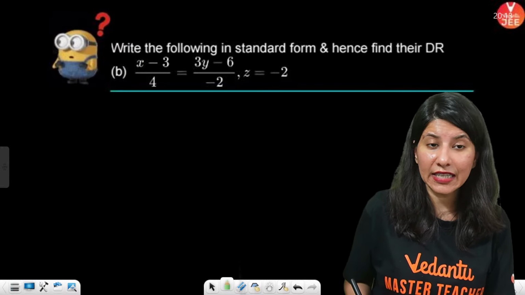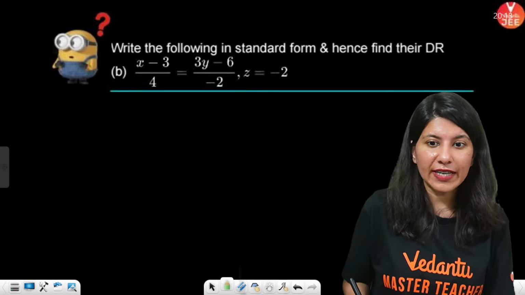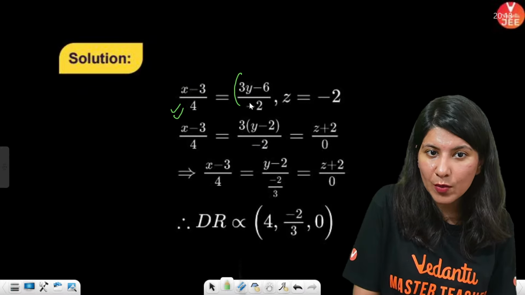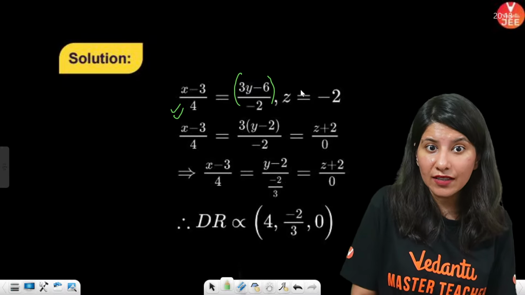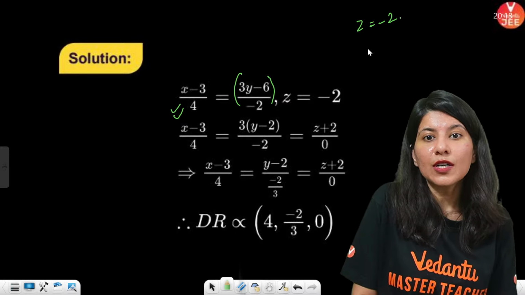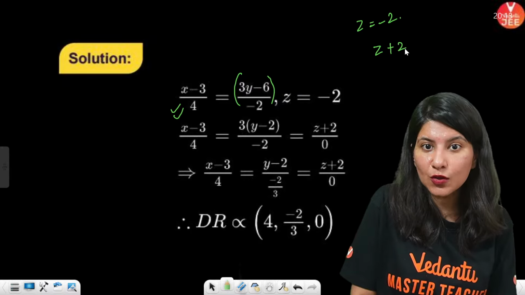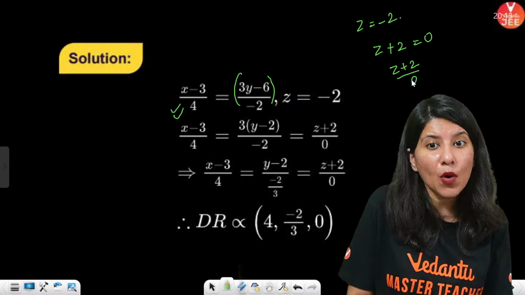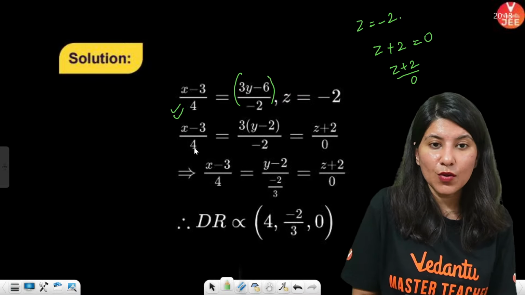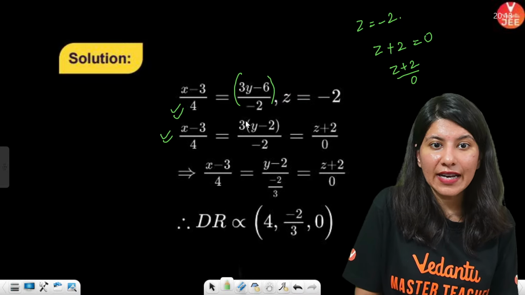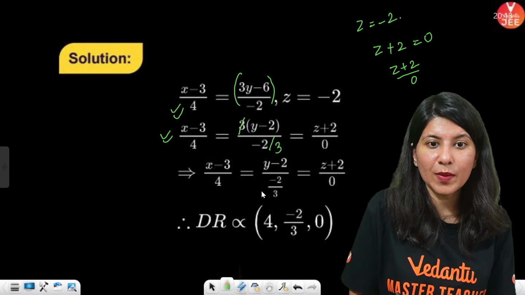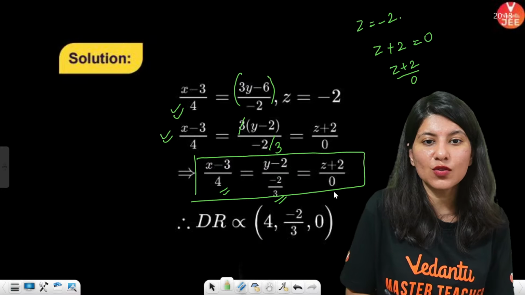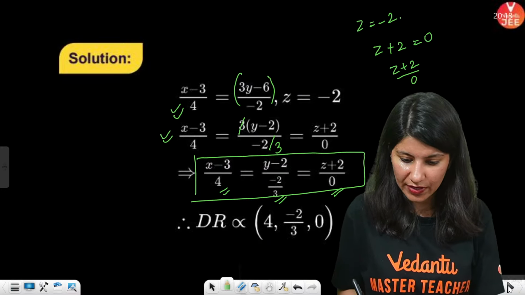Now the second line. Can you see x minus 3 by 4? Right, so how do you write it? x minus 3 by 4 is correct. 3 you can take common from here. And you know z equals minus 2, so it will become z plus 2 equals 0. What does that mean? z plus 2 upon 0, right? So here you have to write like this, and this 3 will go over here, so 2 by 3. So finally the direction ratio is 4, minus 2 by 3 and 0, correct?